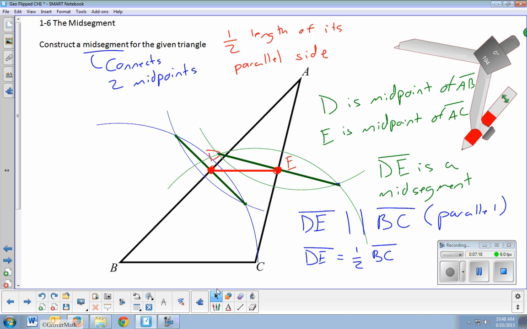But the important concept is that I have to find a couple of midpoints, and that's just our perpendicular bisector construction that we've done many times. Once you have a couple of midpoints, connect them to make a mid-segment, and that segment is parallel to the side of the triangle that it's not touching, and it is half of that length.